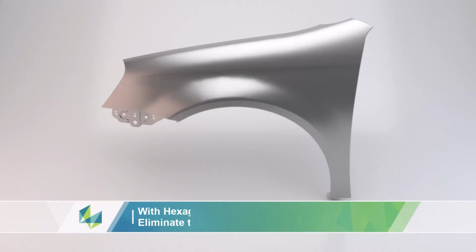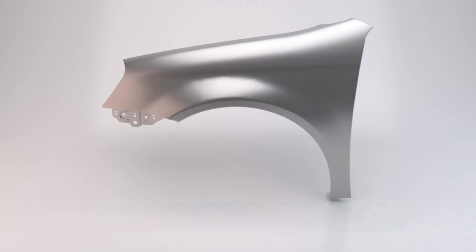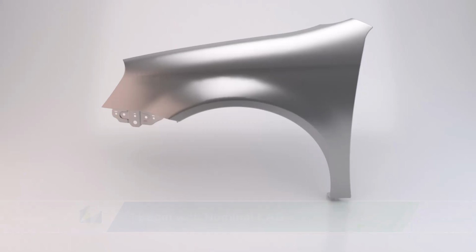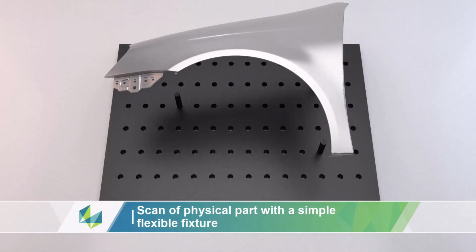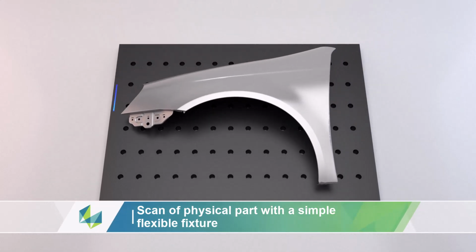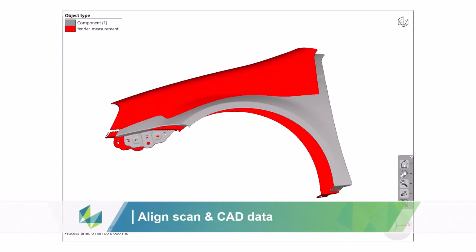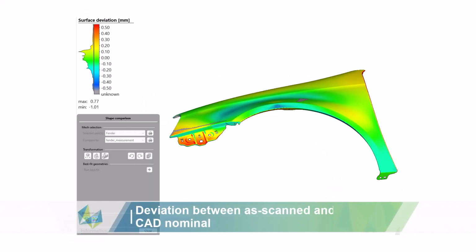With Hexagon's virtual fixture solution, we can eliminate the need for part-specific check fixtures through the use of advanced simulation-based technology. This solution begins with the nominal CAD of the geometries. Here you can see the scan of the physical part being performed on a simple, flexible check fixture. And we're going to take that scan data and align it with the CAD data in the simulation environment.